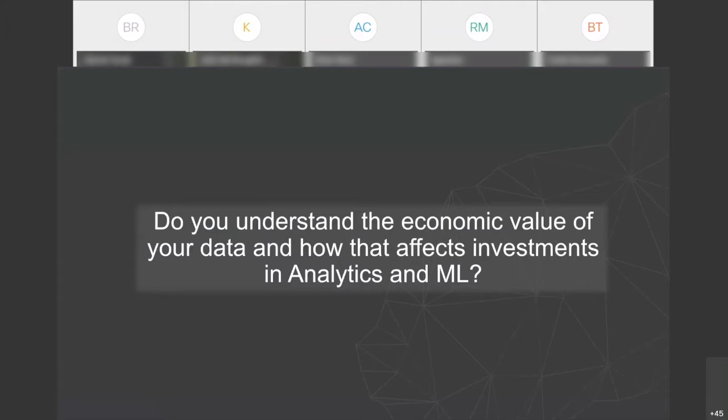An interesting conversation that's started to gain a lot more traction lately is, do you understand the economic value of your data and how it impacts investments into AI and analytics and ML? There's been a lot of work done that came out of the University of San Francisco and University of San Diego, with some blogs that have been written pontificating on this.